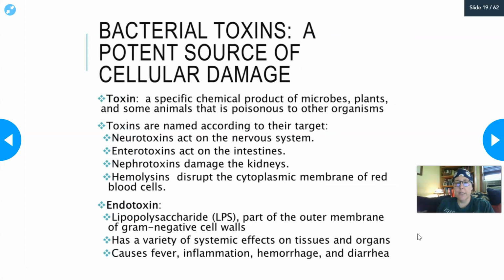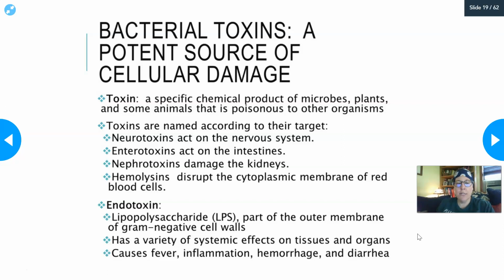Okay, so then another thing they can do is produce toxins, which are really a potent source of cellular damage. So a toxin is a specific chemical product of microbes, plants, and some animals that is poisonous to other organisms. So it is poisonous or toxic to other organisms. Toxins are named according to their targets. So neurotoxins act on the nervous system, enterotoxins act on the intestines, nephrotoxins damage the kidneys, and hemolysins disrupt the cytoplasmic membranes of red cells, making them lyse or rupture.